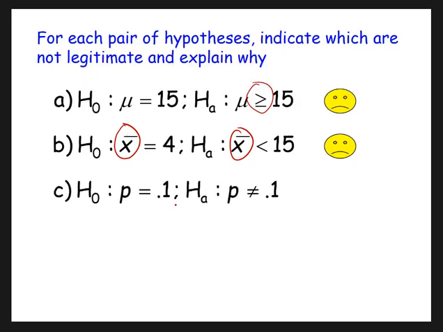Here, let's see. That one looks like it's legitimate because P is a population proportion. We have the same hypothesized value, and this is equal to, this is not equal to. That one should be good, and it is.